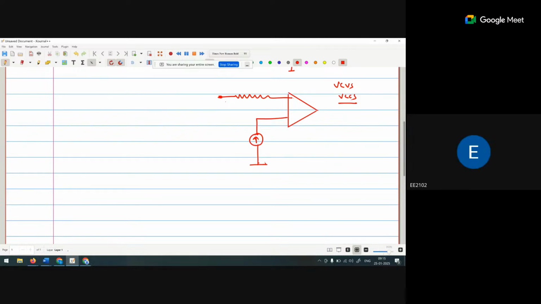Sir, this also means that the output impedance and the input impedance of the operational amplifier will depend on the configuration, whether it is a voltage source or a current source. Yeah, exactly. Generally we are taking VCVS, but a VCCS operational amplifier is also available. Got it, sir.